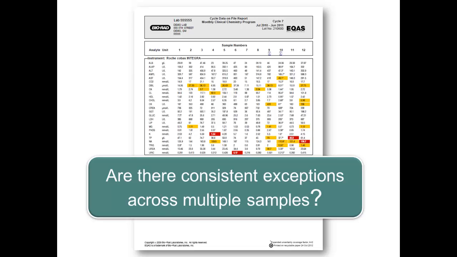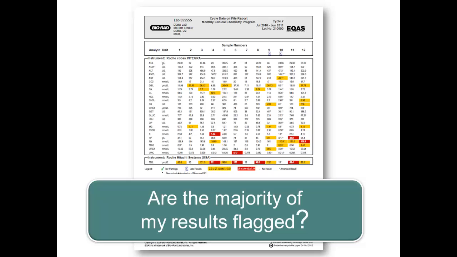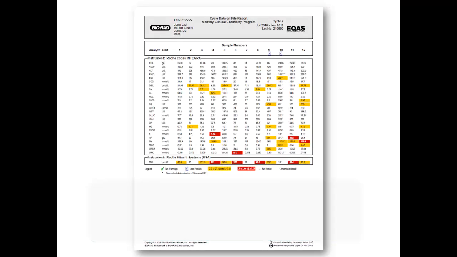Look for exceptions within one sample. Are the majority of my results flagged? This could indicate a problem with this specific sample: reconstitution, dilution, storage, wrong sample. If multiple identical analytes and units are displayed in this report for the same instrument, this might reflect a change in configuration, method, or reagent during the cycle.